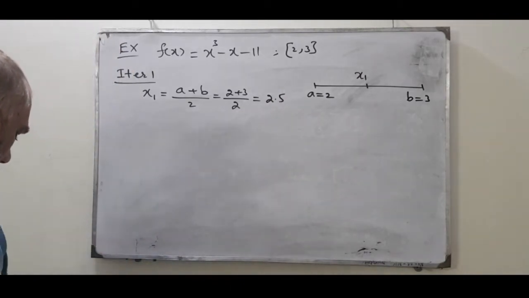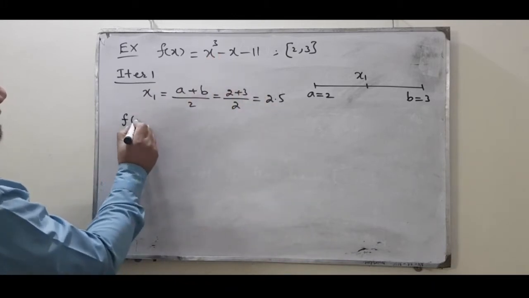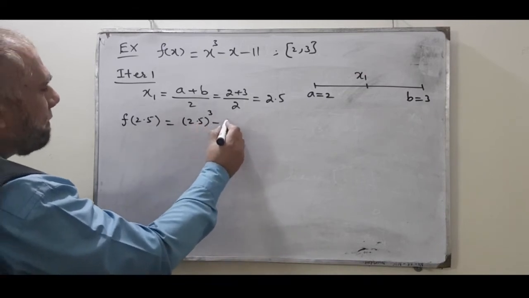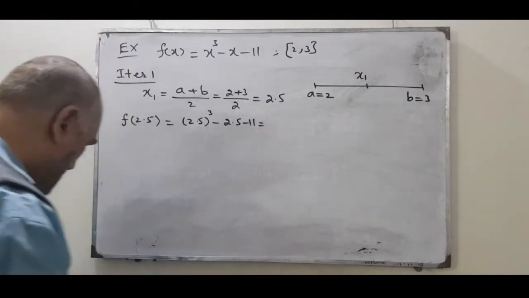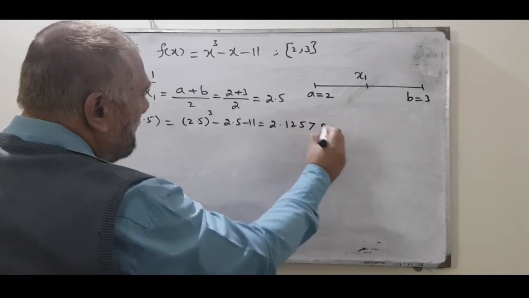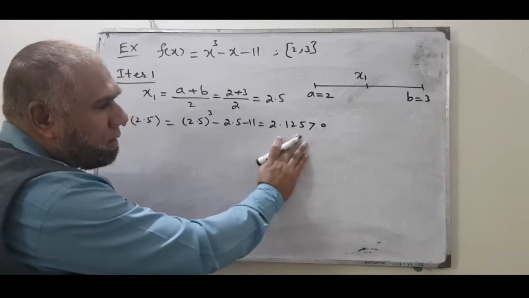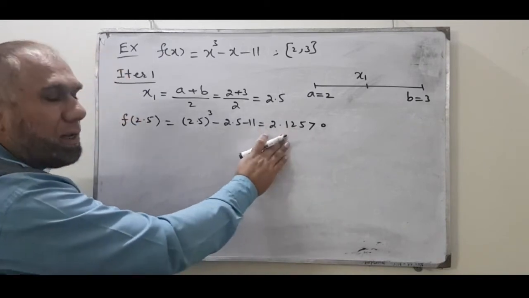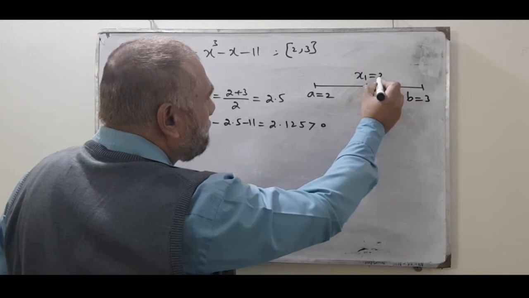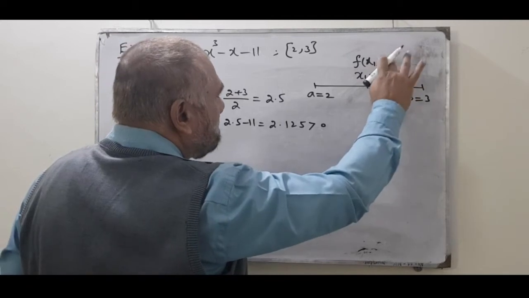Okay. And whenever you substitute this value into the function, we get 2.5 cubed minus 2.5 minus 11. And on simplifying, we'll have the value 2.125. And you can see the sign is positive. Here we are not giving the positive or negative sign arbitrarily, but we actually are getting the positive sign after making these calculations. Okay. So here we write down x1 is 2.5 and the function's value at x1 is positive.